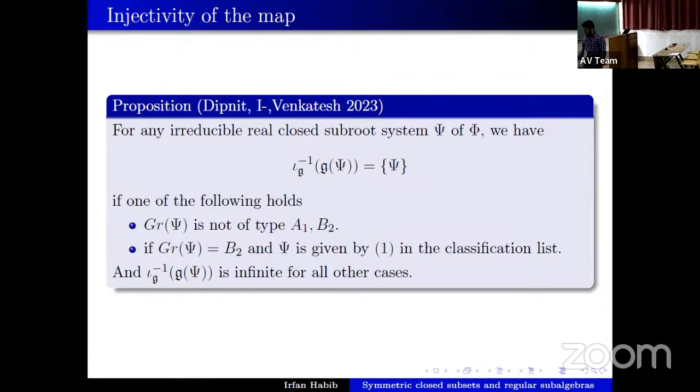Here is the proposition which states the result for the inverse image. If you take any irreducible real closed subgroup system, then the inverse image is empty. The inverse image is a singleton if the gradient is not of type A1 or B2, and if the gradient is of type B2, then psi has to be given in the classification list. Only in these cases is the inverse image a singleton, and it is infinite in all the other cases. Sorry, I'm almost done. I have three more slides, I think.